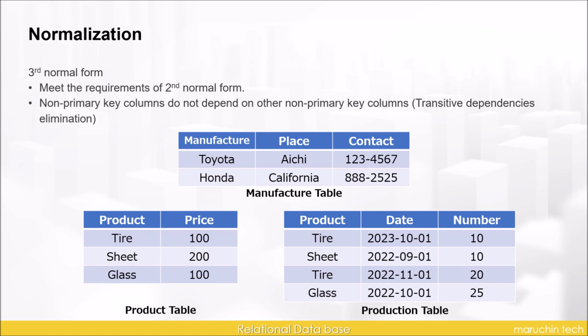As a side note, the manufacturer and the product tables are master tables, and the production table is a transaction table. The part manufacturers and their manufacturing location and contact information, and the product names and the price, do not change on a daily basis, but the production table changes daily. When designing the actual database system, the transactional data should be designed to allow for frequent data updates.